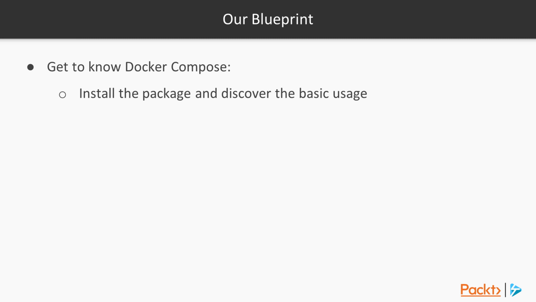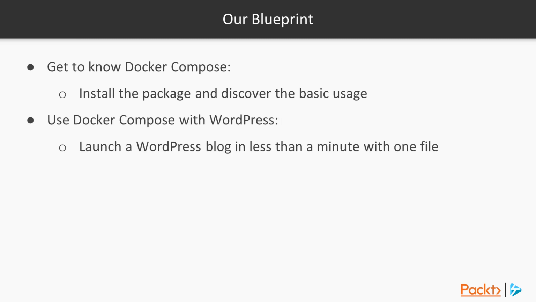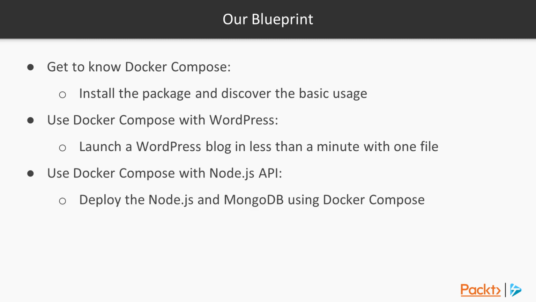Then we demonstrate an infrastructure using one of the popular applications, which is WordPress. We are going to use Docker Compose to deploy a basic WordPress installation, and we're going to see how it makes this a breeze compared to when we didn't use Docker Compose and just used Docker commands. Finally, we are going to use Docker Compose with the Node.js API that we covered in the previous section, and we're going to see how we can deploy Node.js and MongoDB under Docker Compose.